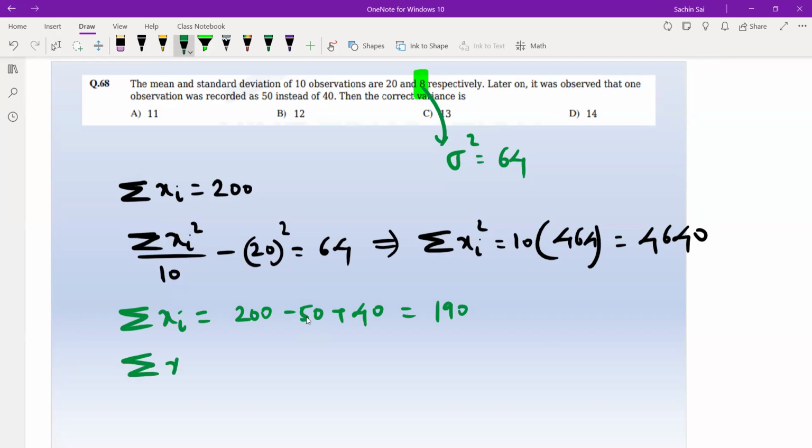Similarly, the correct sum of squares of the observations. From the calculated sum, you have to remove the square of the wrong term and then add the square of the correct term. From here, you will get the correct sum of squares of the observations. And then you can proceed with finding the correct variance, right?